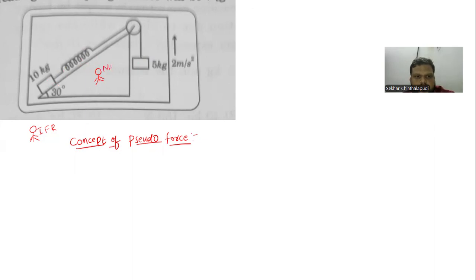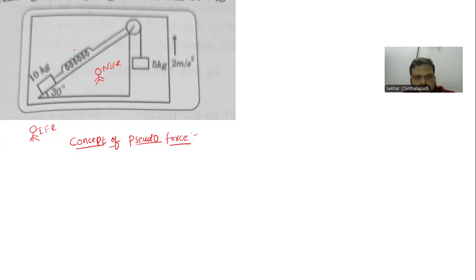But when you see from the non-inertial frame of reference, which means this person moves along with the entire system, he will not feel these blocks moving. These two blocks will be in a state of rest.